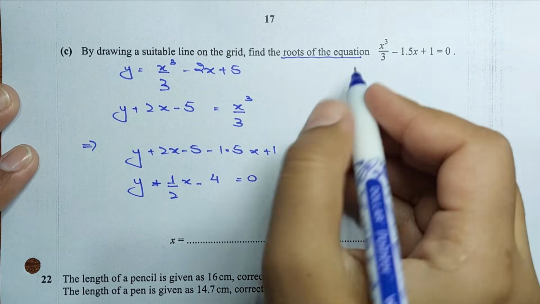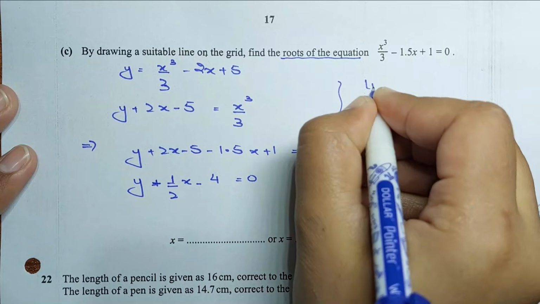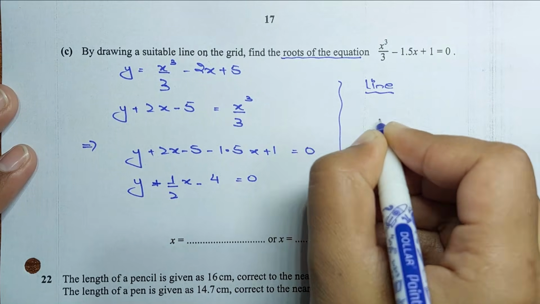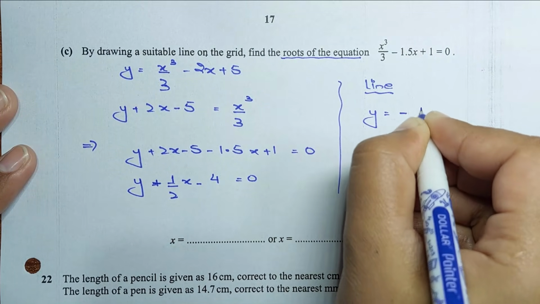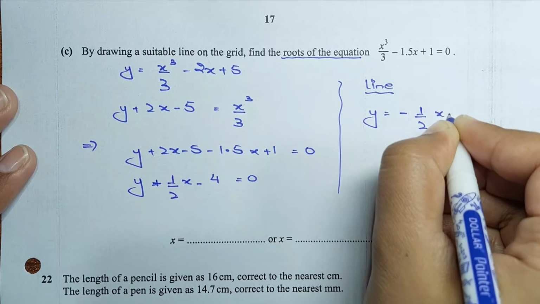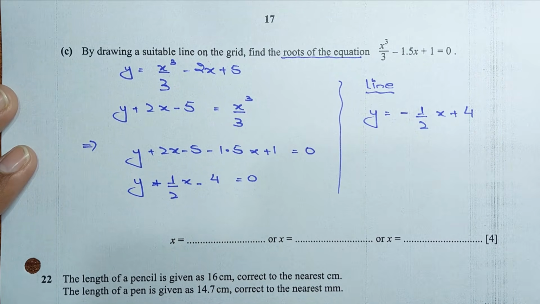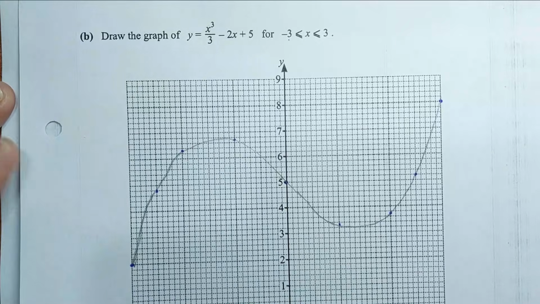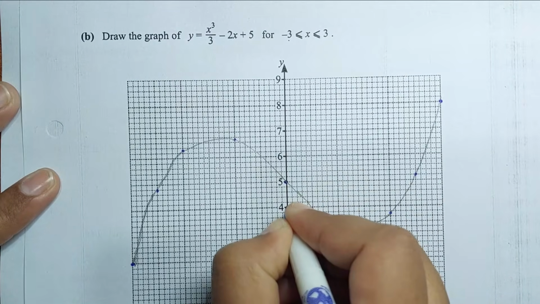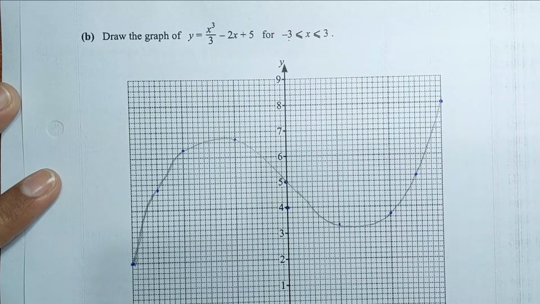So we have to draw the suitable line. The line should be in y equals mx plus c form. So y equals negative 1 by 2 x plus 4. So the y-intercept is 4 and the slope is minus 1 by 2. Let me draw this. The y-intercept is 4 and the slope is negative 1 by 2.